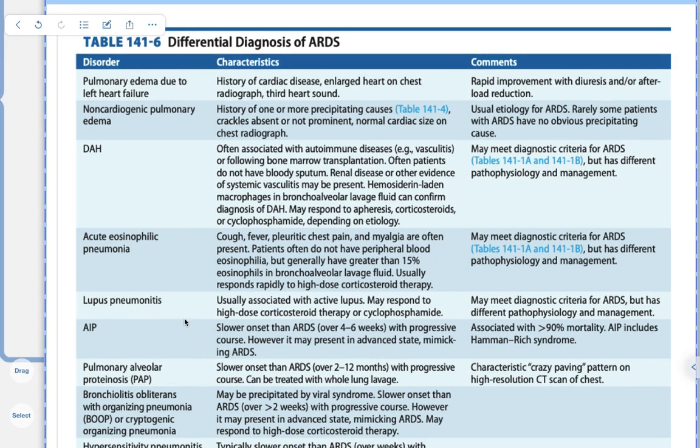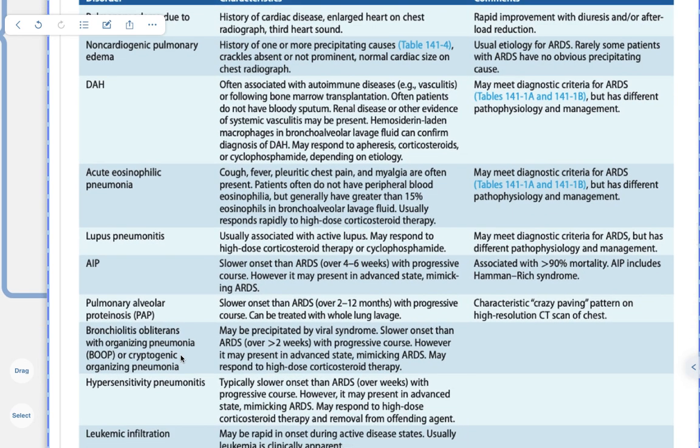Then we come to lupus pneumonitis. Now, this is associated with active lupus, and these patients respond to high dose steroids or cyclophosphamide. Again, this may meet the diagnostic criteria for ARDS, but it has altogether a different pathophysiology and management. Then, acute interstitial pneumonia has a slower onset than ARDS. It takes 4 to 6 weeks with progressive course. However, it may present in advanced state, mimicking ARDS.